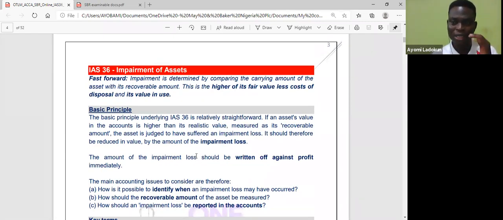IAS 36 talks about impairment of assets. I'm pretty sure we should have been exposed to the standard, but as I tried to establish yesterday, candidates writing ACCA SBR, whether in September or December, need to step up from financial reporting. The same goes for ICAN candidates. The main challenge is to understand what the standards are all about, and from there we can see what the examiner might test around here.